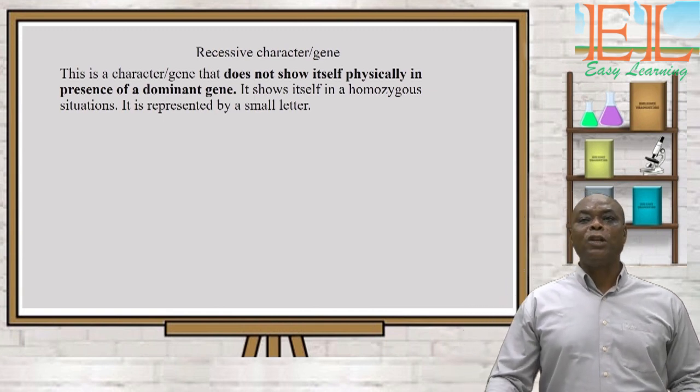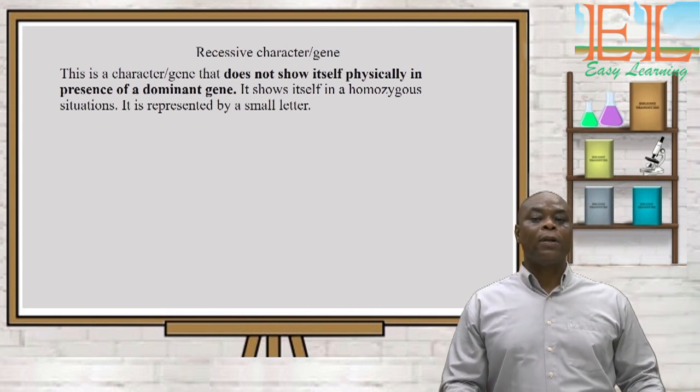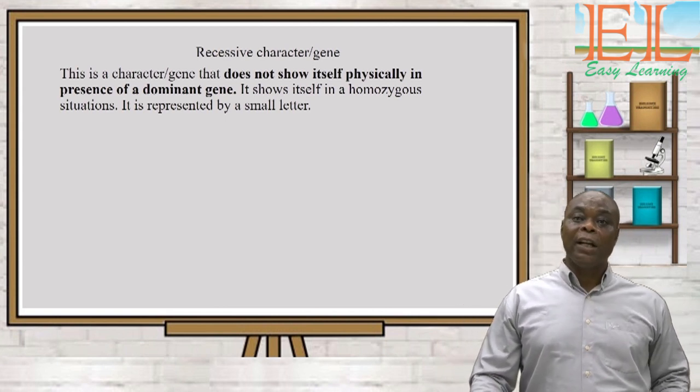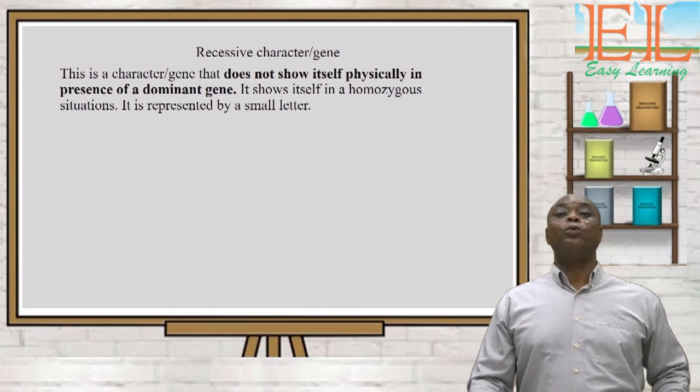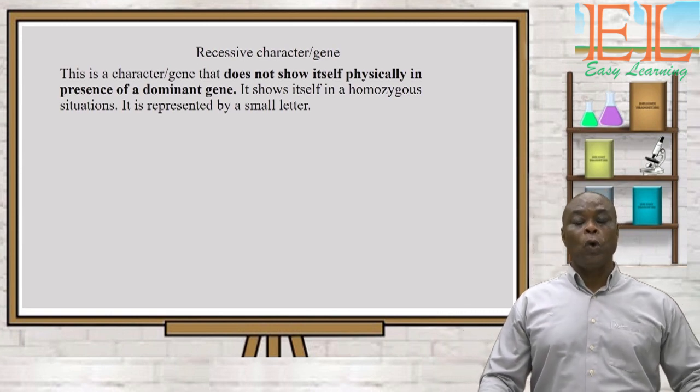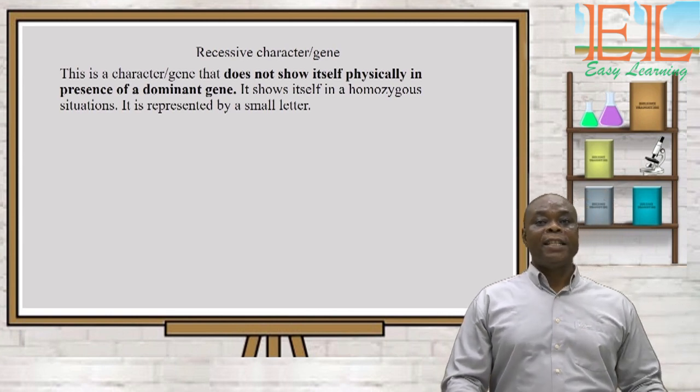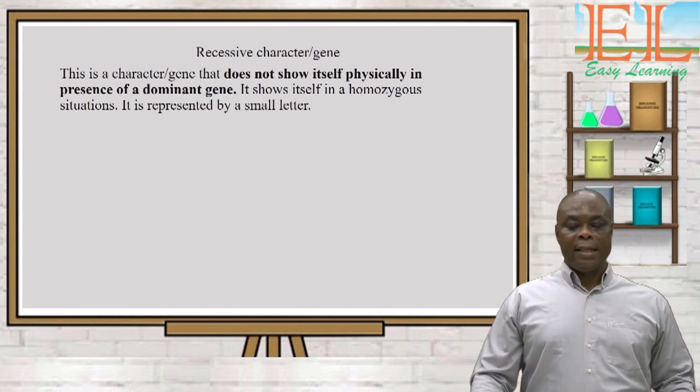These characters only show themselves when they are homozygous. That is, when they become double in a person, then it will become dominant and hence show itself. It is represented by a small letter.